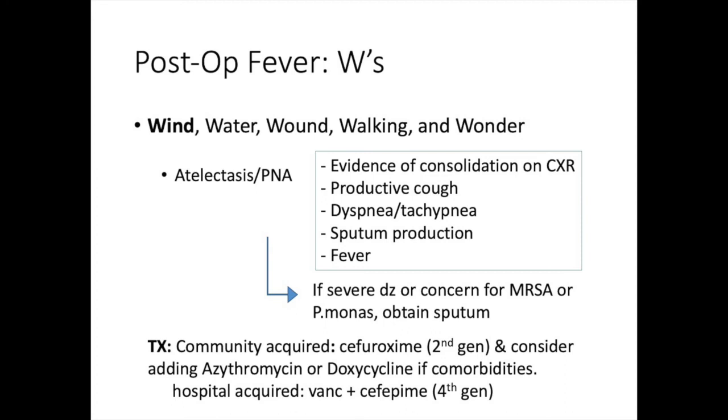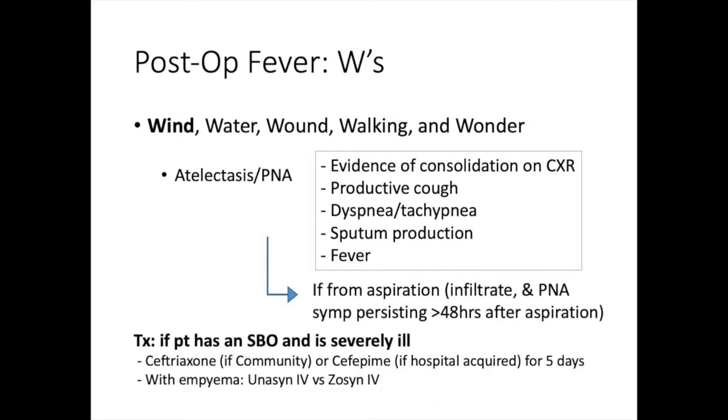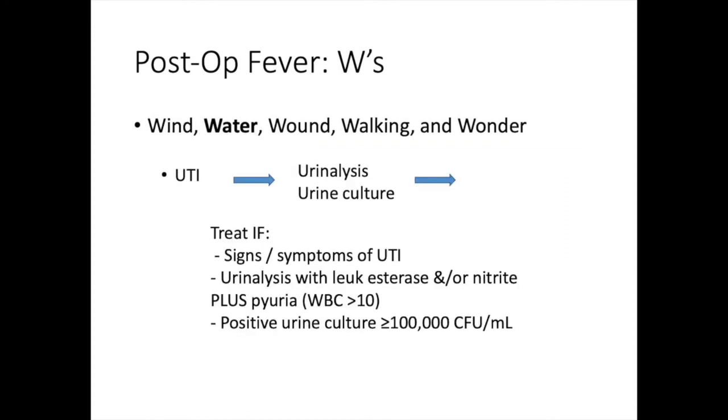The treatment for this, if it's pneumonia in general, is going to be more community acquired, is going to be our second generation cephalosporin. We haven't really talked about that much. That's cefuroxime. And then for hospital acquired, which is going to be more probably in the realm of patients we have, we're going to do vancomycin and cefepime. So covering for MRSA, and then cefepime really is going to hit a lot of the other bugs that we could be looking at.